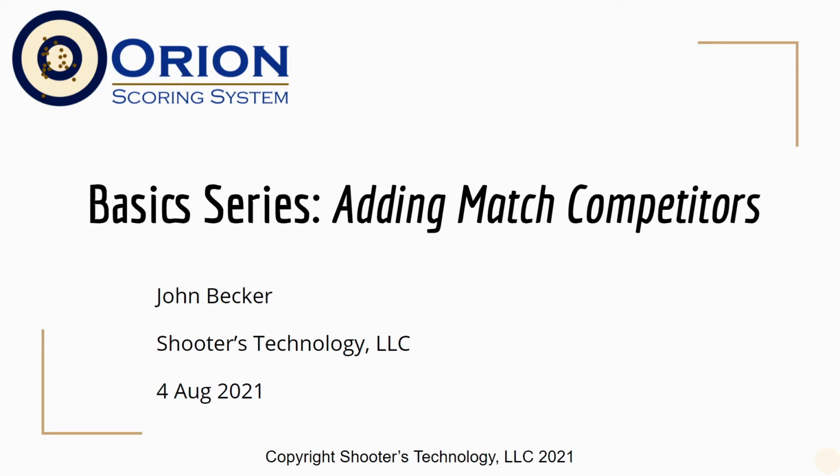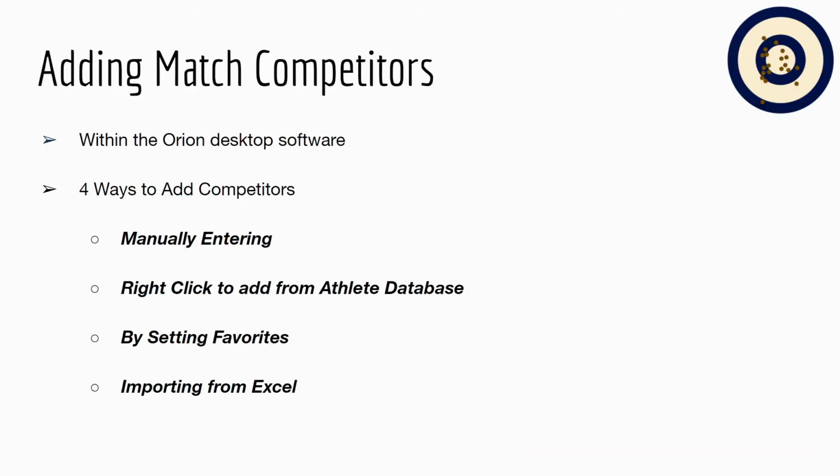In this episode, we'll cover how to add match competitors. From the desktop software in Orion, there's four ways to add match competitors. You can enter them manually, you can right-click to add from the athlete database, you can set up favorites, or you can import from Excel.